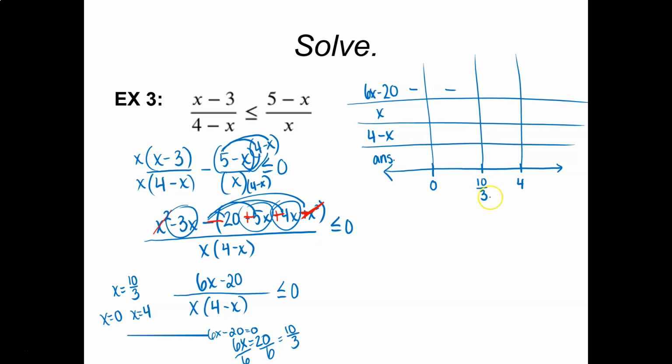So like this is 3.3 repeating. So like 3.5 is something we could plug in. So 6 times 3.5 minus 20. 6 times 3 is 18. Half of 6 is 3, so that'd be 21 minus 20, so we should get a positive here. Also, the 0 for this is 10 over 3, so that's where we're going to see it switch for that.